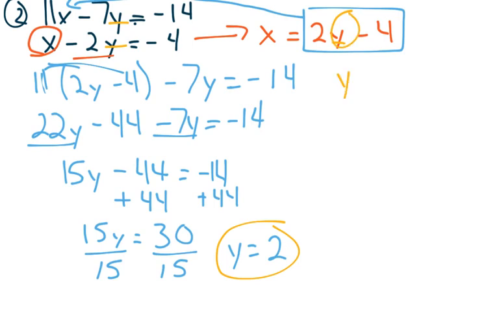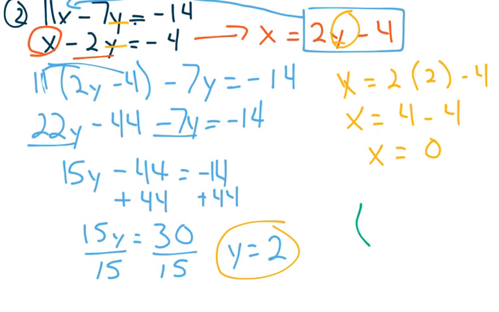Okay, so define x. X equals 2 times my y value. I know y is 2. Minus 4. 2 times 2 is 4. Minus 4 leaves me with x equals 0. So my final answer then, ordered pairs, x value of 0, y value of 2.